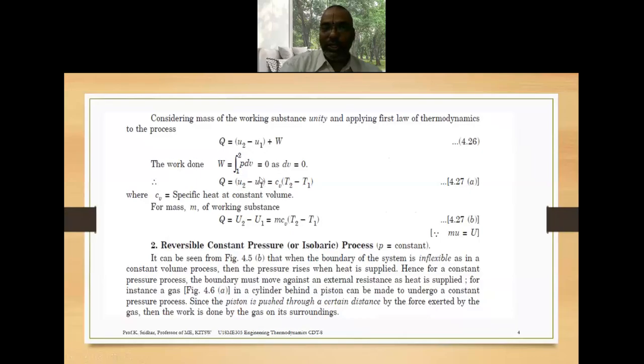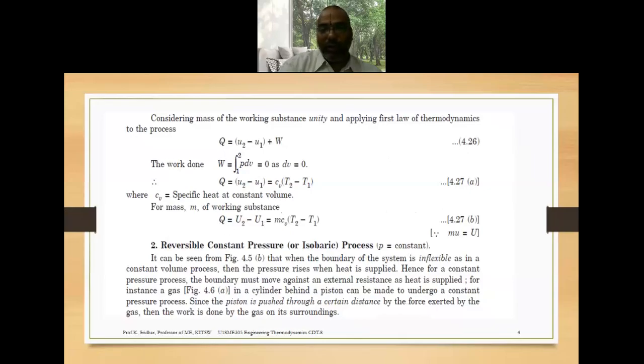But you know that the change in internal energy is always represented as m Cv into (T2 minus T1). Per unit mass of the substance, it can be written as Cv into (T2 minus T1). So broadly we can say that during the constant volume process, the heat transfer is always equivalent to dash. That is an important question in the GATE examination. So the heat transfer is always equivalent to the change in internal energy during the constant volume process.